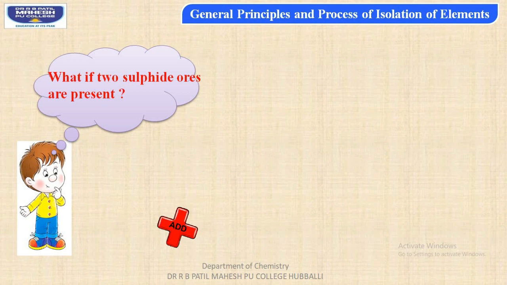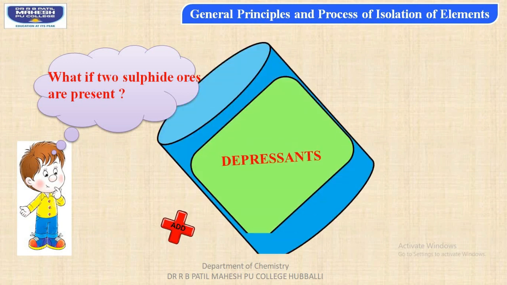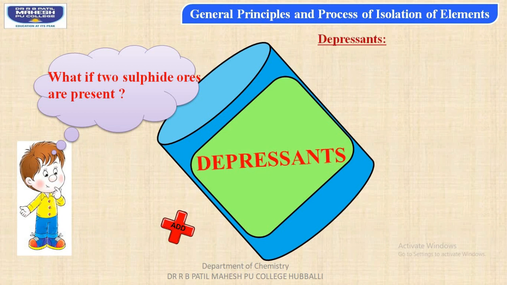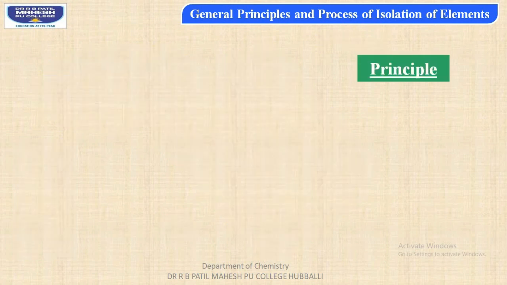Then we need to add one more component, which is called depressants. Now, what are depressants? Depressants make it possible to separate two sulfide ores by adjusting the proportion of oil to water. Then, what is the principle involved in this process of separation of both the sulfide ores?